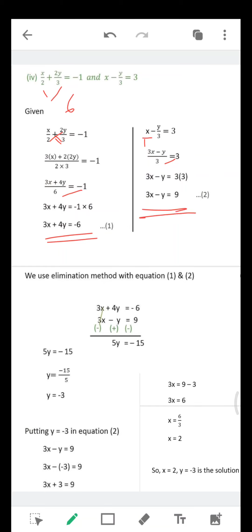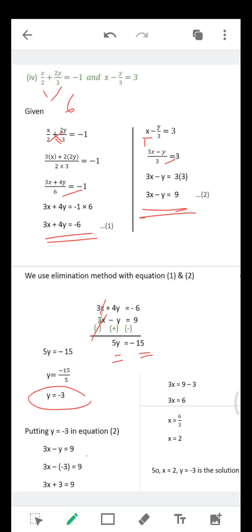Now we are going to solve these two by the elimination method. So 3x minus 3x, you are subtracting the equations here. That is the reason you can see the signs are changed. When you are doing subtraction, you must change the sign, you know that. Then 3x and 3x get cancelled, 4y plus y is 5y, and minus 9 minus 6 is minus 15. So finally I'll get y is equal to minus 3.